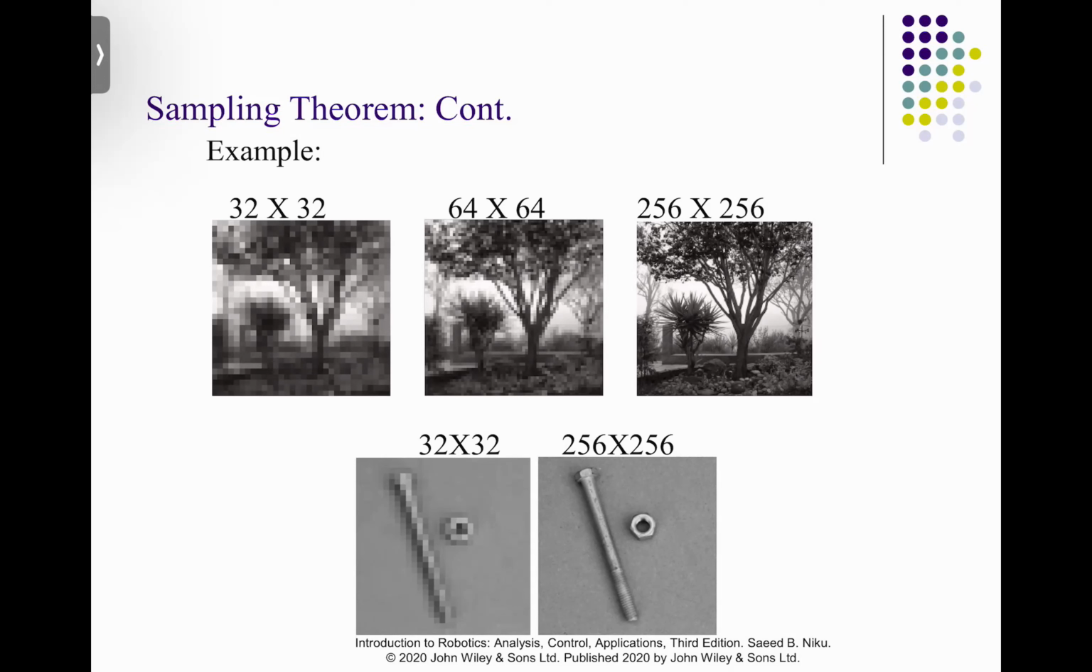Example, if you have F signal running at 1 hertz, 1 cycle per second, then your sampling, F sampling, should be minimum 2 hertz. Everyone understood this? Everyone clear about this?